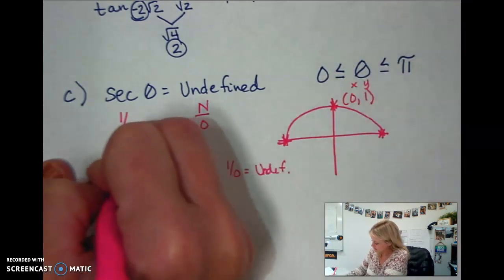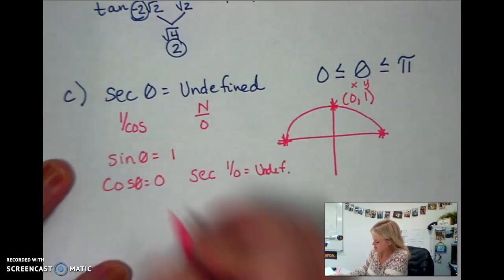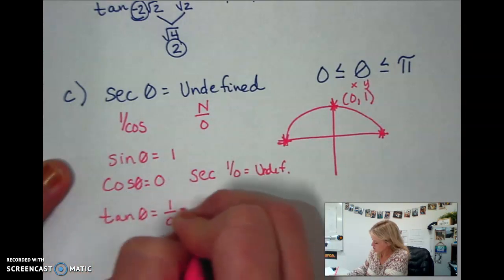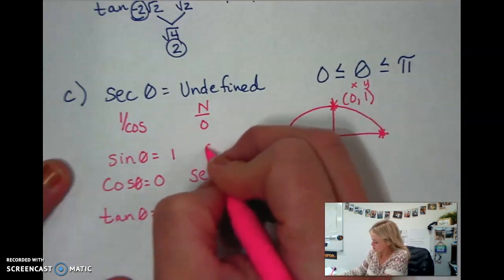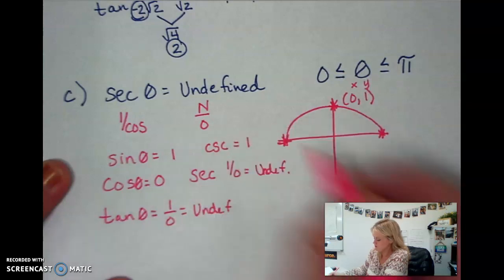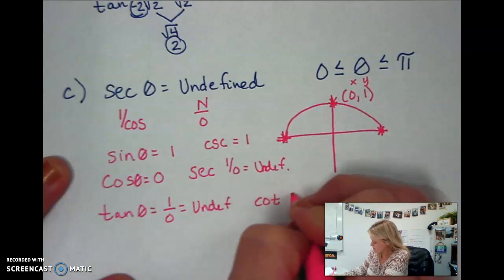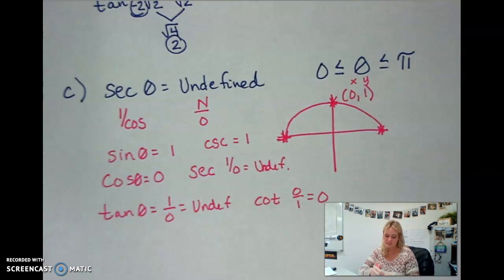So my sine is my y value, or 1. My cosine is 0. My tangent is y over x, which is also undefined. My cosecant is the reciprocal of 1, which is still 1. Secant we said was undefined. And cotangent then is 0 over 1, or 0. So those are when it gets a little bit more difficult. So I would kind of work backwards and graph and find where you are on the unit circle first, and then make that work.